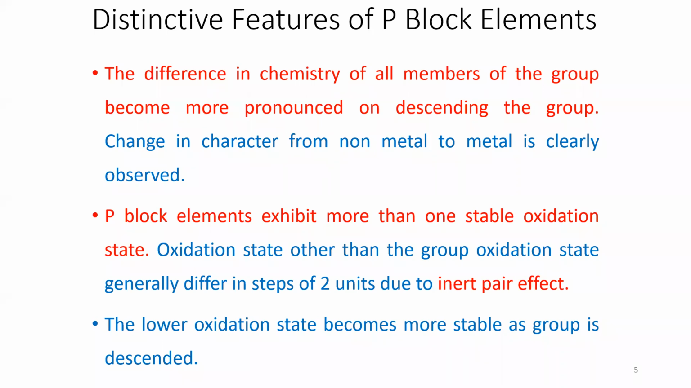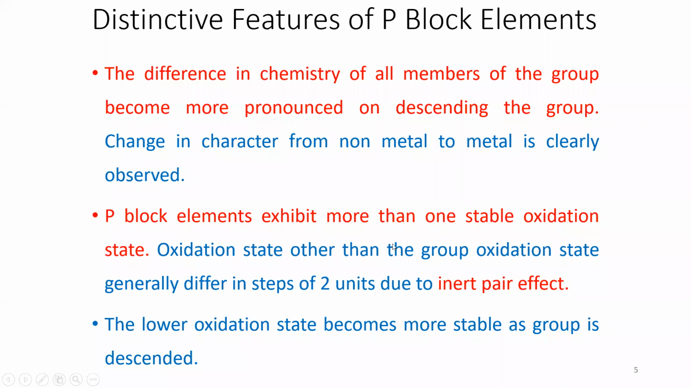So you see that your P block elements don't actually follow the same trend. Their chemistry is not the same. So there is a difference in chemistry of all the members of the group. And as I said, this actually distinguishes itself as we go down, where you have non-metal, metalloid, and metals. So there's usually a change in character from non-metal to metal as we go down the group.